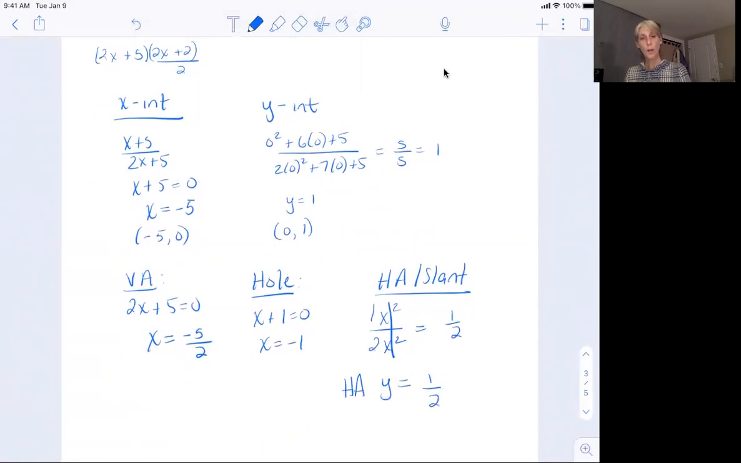What we're going to do tomorrow is we're going to put all this stuff together and make a picture out of it. Okay, see you then.